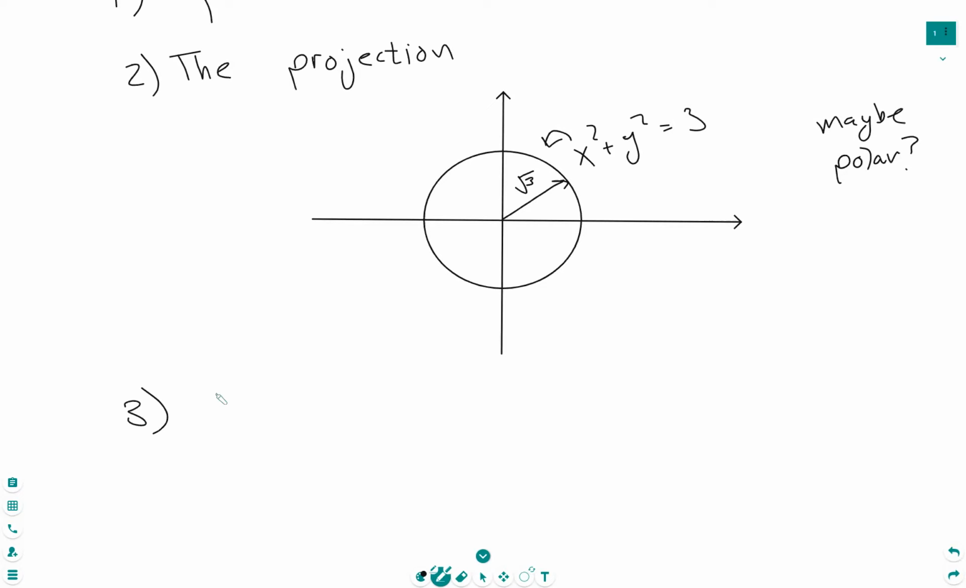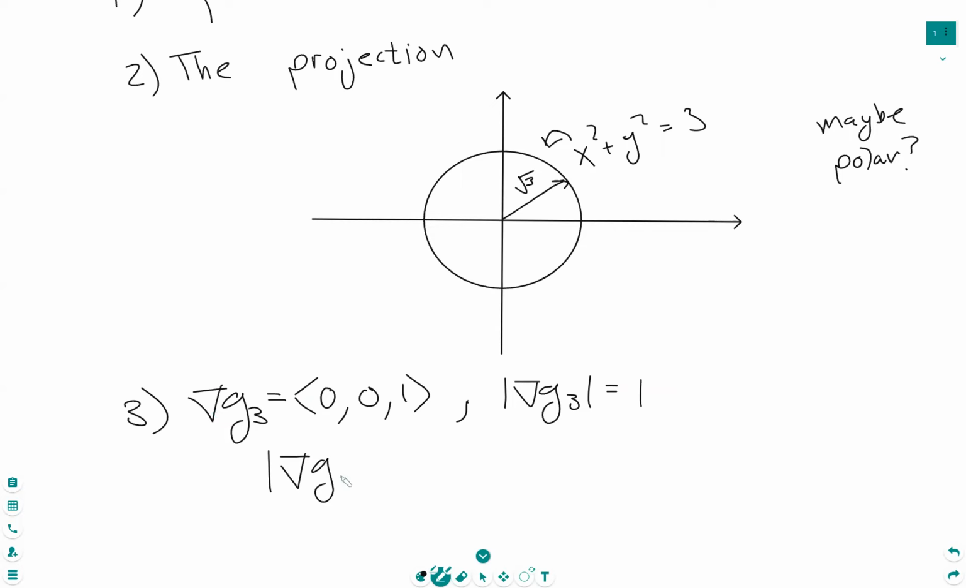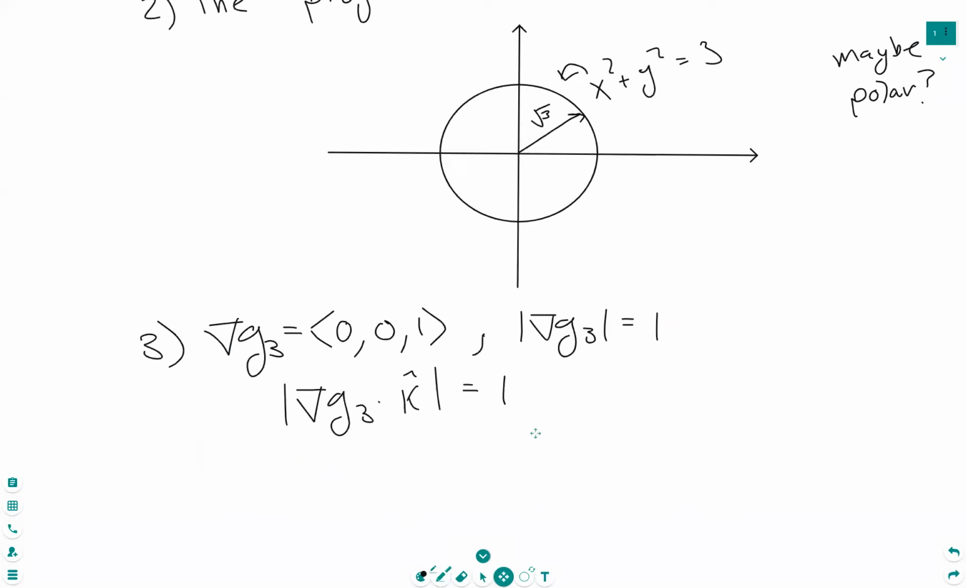Step 3, I'm going to go ahead and calculate my gradient. So the gradient of g is 0, 0, 1. We should also say this is for G3. The magnitude of this gradient is therefore just 1. And when we take the dot product with k and we take it in magnitude, we just get 1. So the translation from dS to dA is just 1 dA.